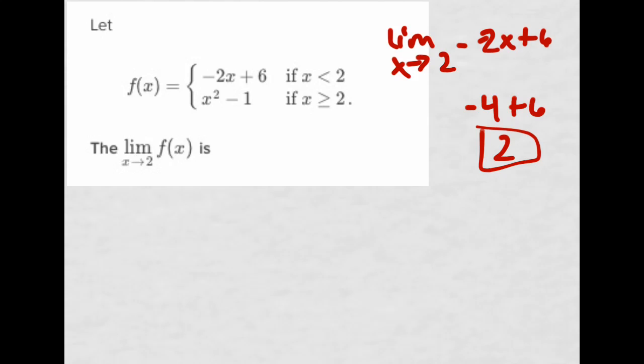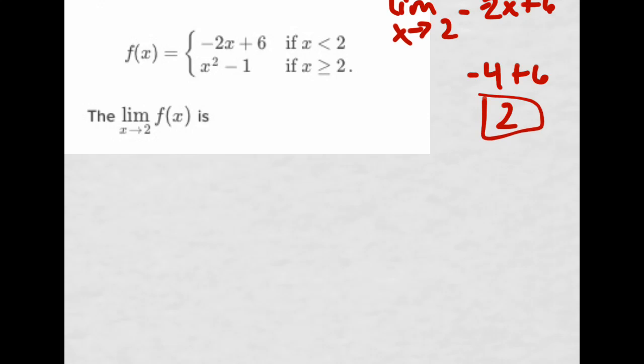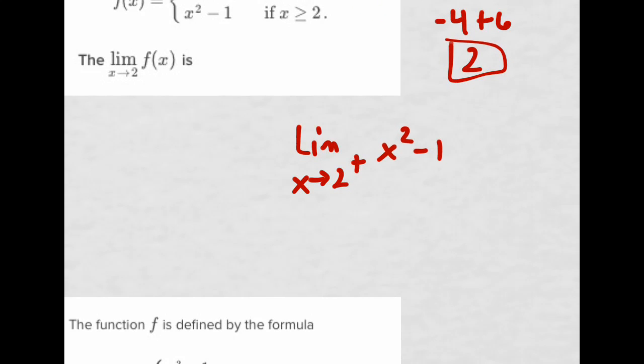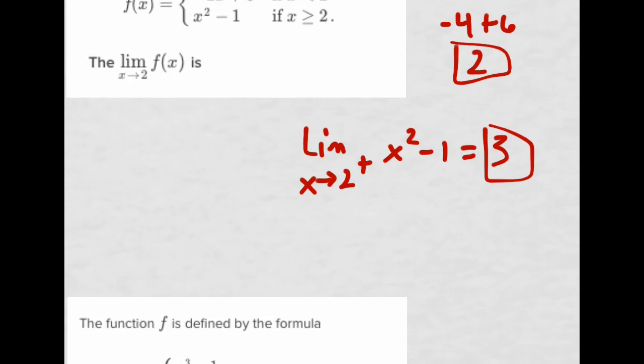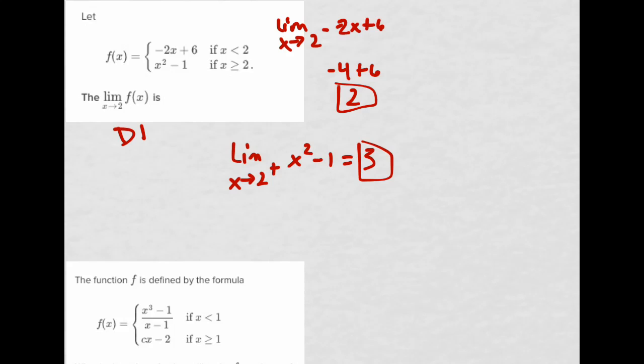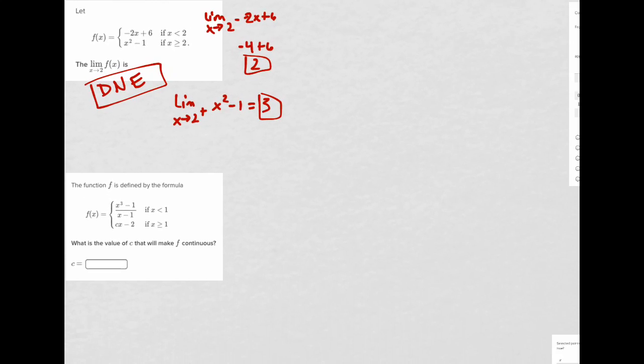It's 2. And then the limit as x approaches 2 from the right, well, that means we have to use this function because the domain is stuff that's on the right side of 2, bigger or equal to. So we have to use that, and then a minus 1. And then what do we get? We get 4 minus 1. It's 3. Okay. So the limit does not exist. DNE, does not exist. Because it doesn't agree from both sides.